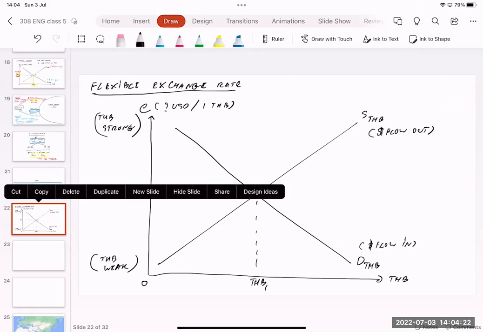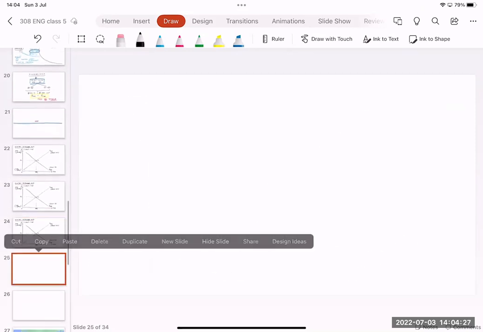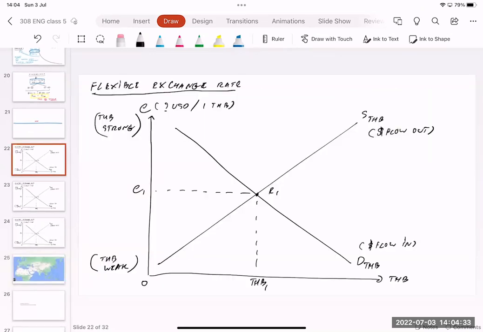So I'm going to copy this graph and paste it for 2 more cases, and then delete this. Done. Okay, let's see case number 1. I'm going to use the red color. For case number 1, suppose something happens that makes money flow out of our country. How will it be?